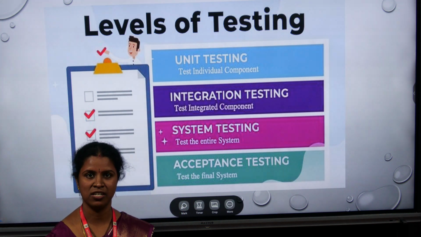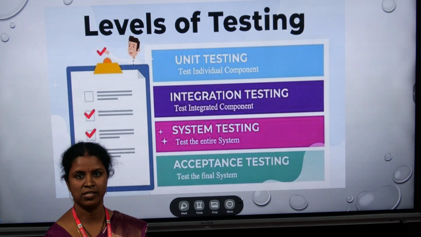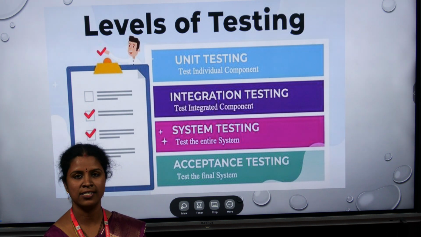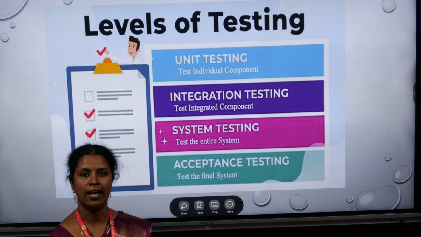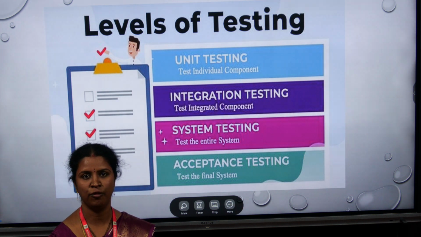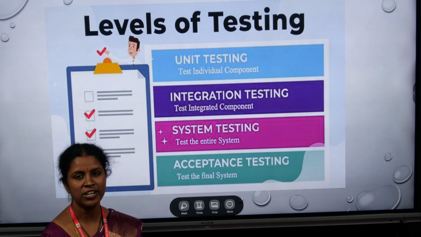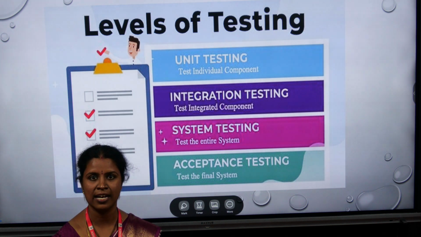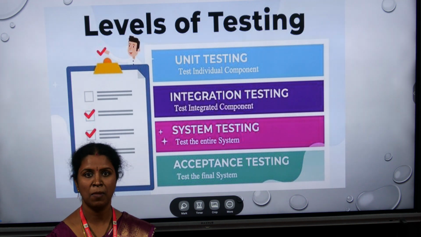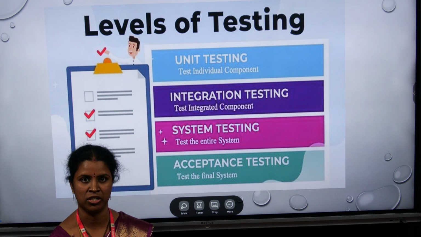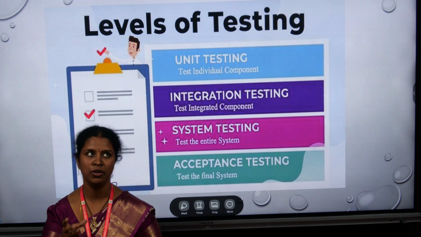In the levels of testing, we use four types of testing. One is unit testing, the second is integration testing, the third is system testing, and the fourth is acceptance testing. First, unit testing. Unit testing is testing a smaller part of the software application. I am going to give an example of unit testing.